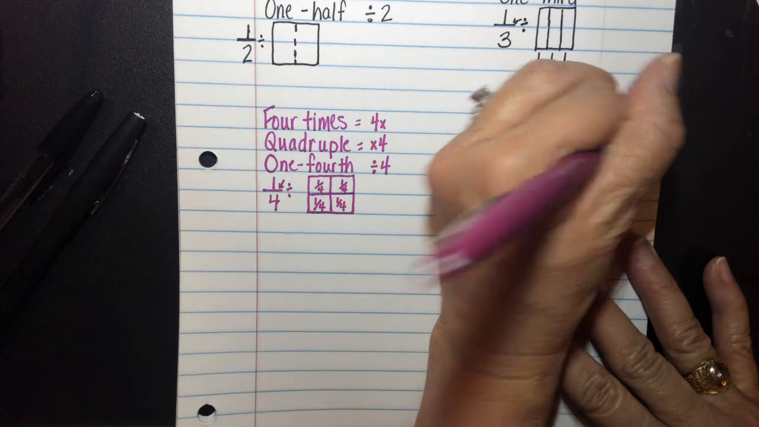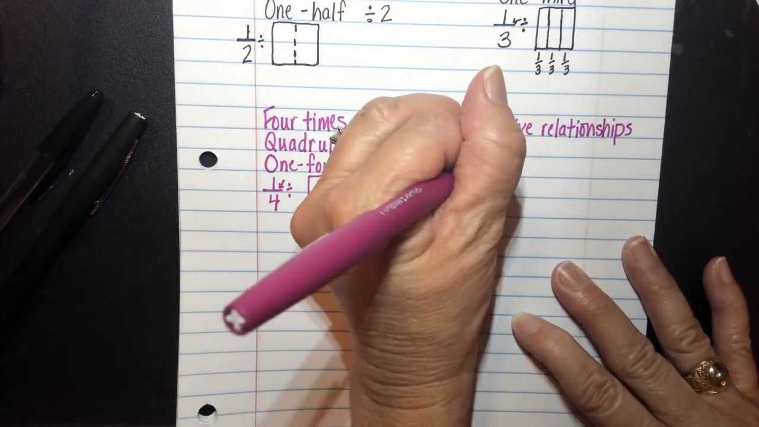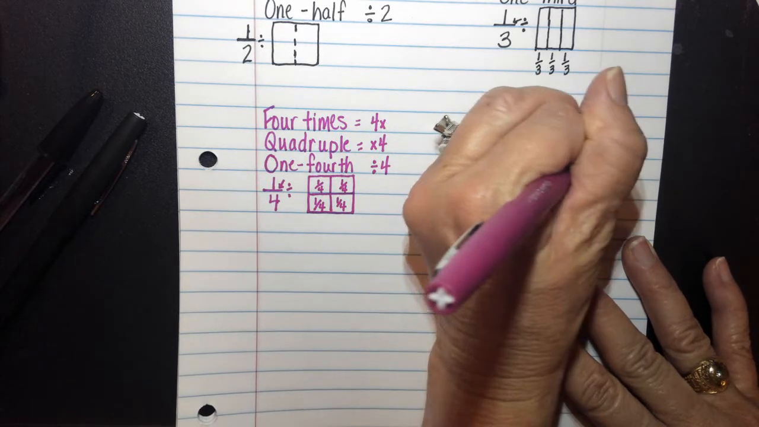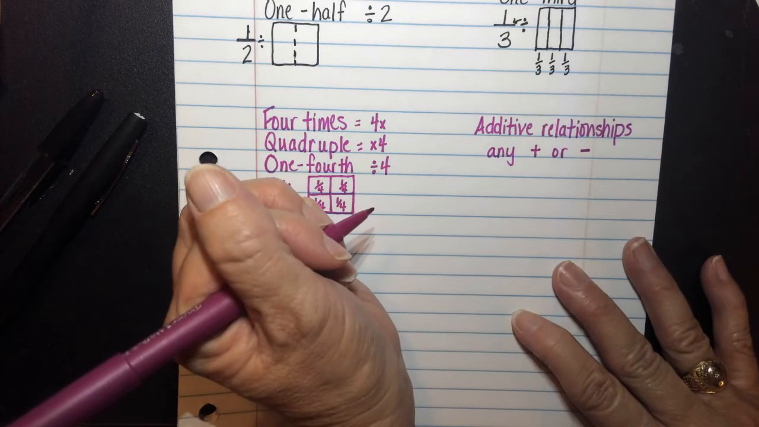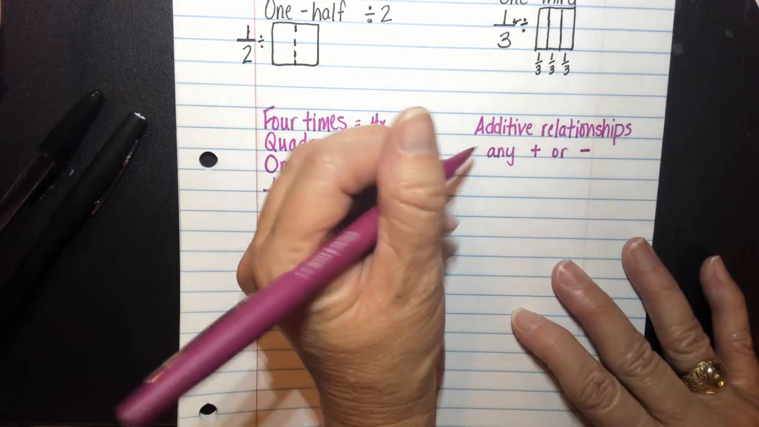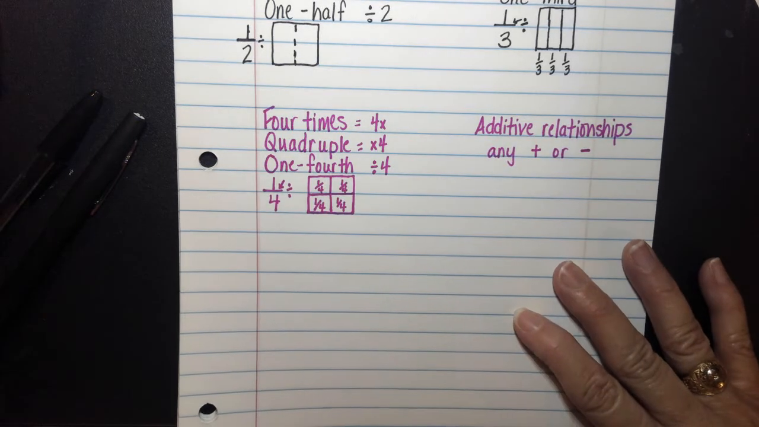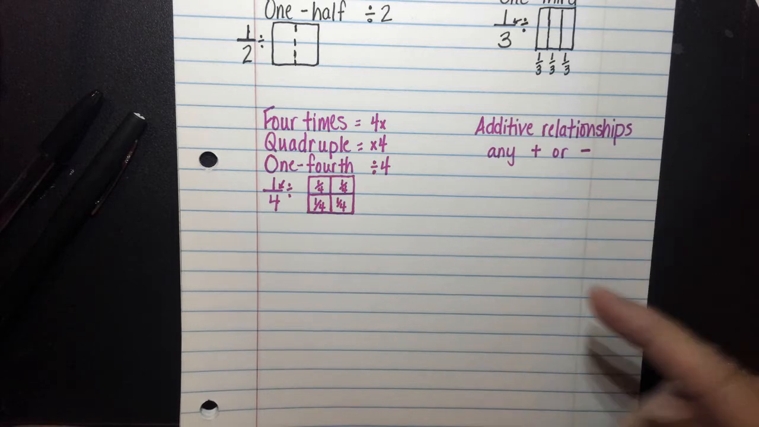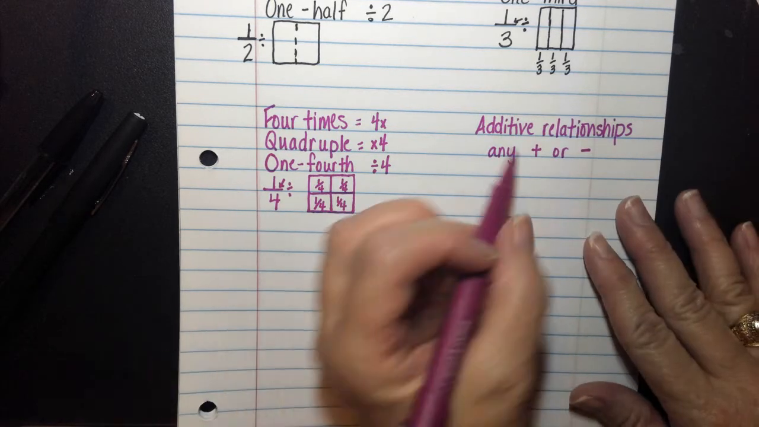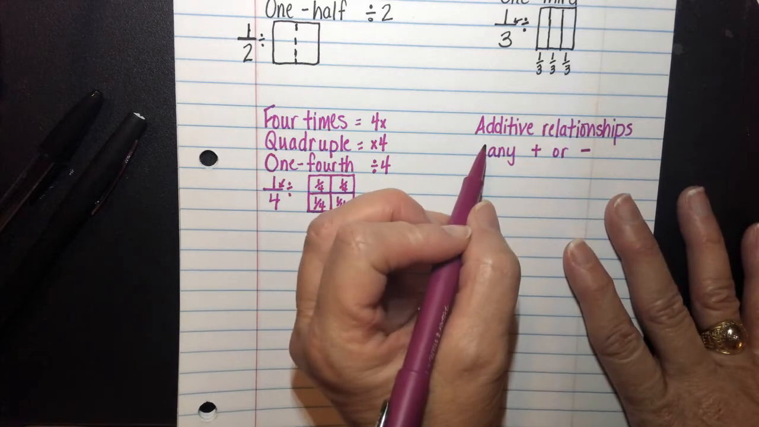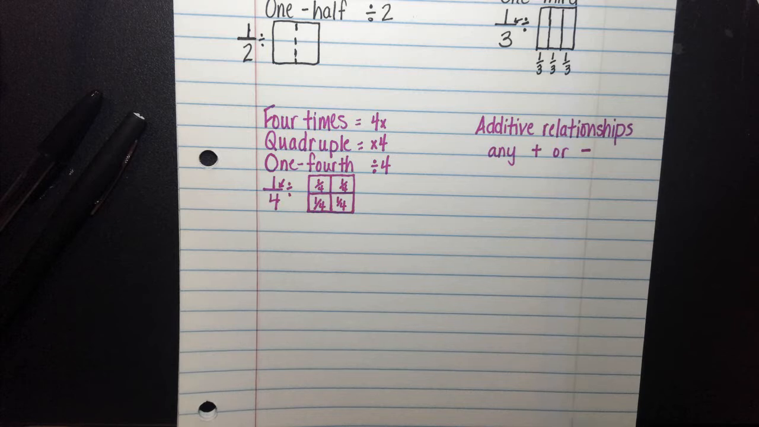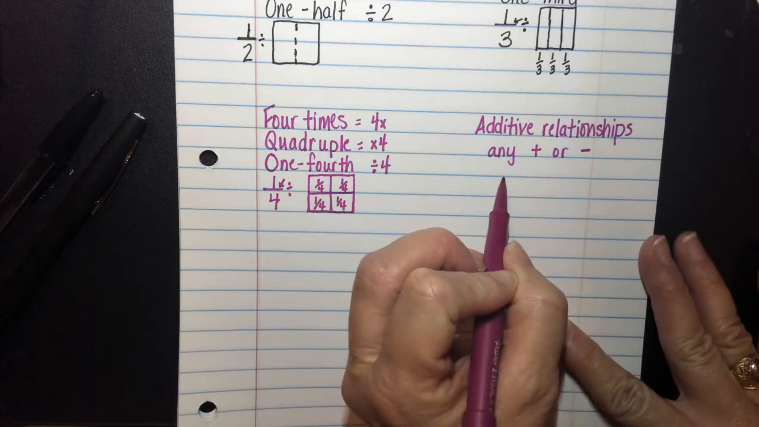And additive relationships are any adding or subtracting relationships. It sounds weird because we refer to it as additive and there's no subtractive, it's only additive. But whenever we are talking about additive relationships, the only relationships that we will see in that will be adding and subtracting. So I'm going to write a quick example here.